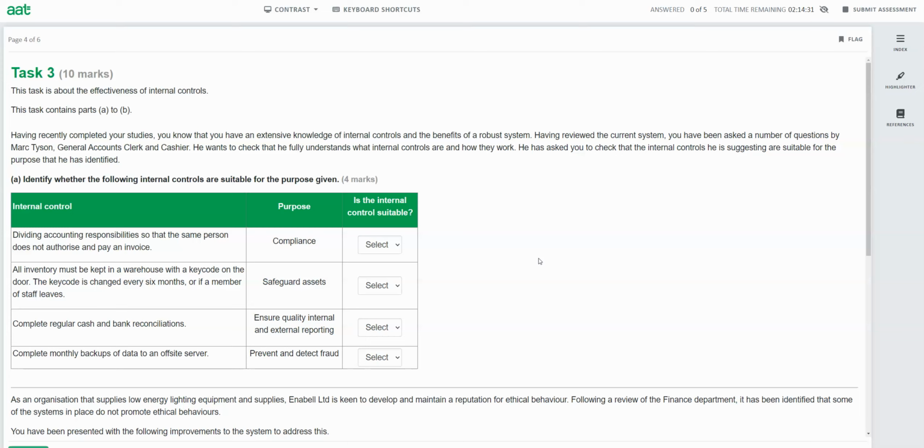This is question number 3 from the internal control and system paper. Like this paper has 5 questions, and previously we have talked about question number 1 and 2. So in this session, we're going to talk about question number 3 for 10 marks. So let's have a look at what we have here.